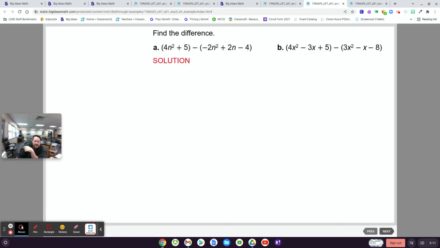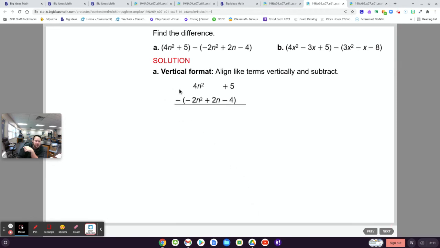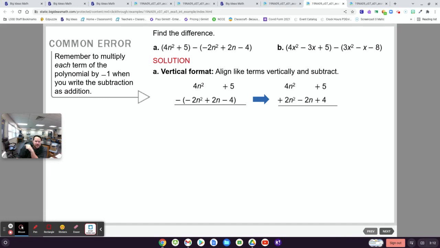So my guess is they're going to line it up vertically. They are. And keep in mind that when you're subtracting each of these, this is like 4n squared minus a negative 2n squared. That's like adding. So that, they're showing you right there. You can just switch all the signs. Okay, so if you're doing minus a negative, that's just plus.